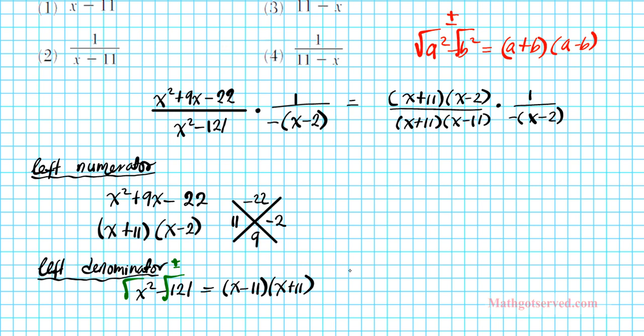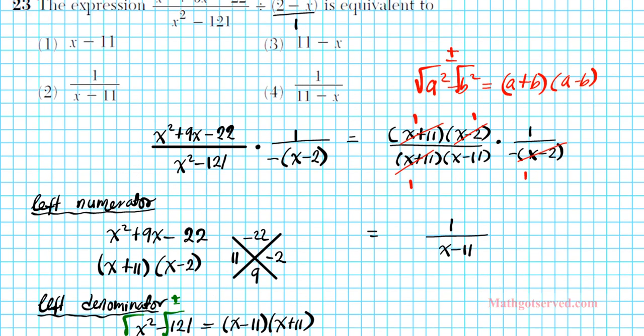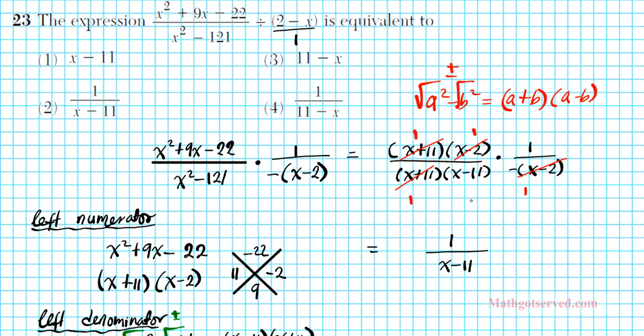Okay? All right. We'll notice that some cancellation action is happening here. X plus 11 goes here 1. X plus 11 goes here 1. X minus 2 goes here 1. X minus 2 goes here 1. So the final answer is going to be 1 over x minus 11. Okay? Our answer is option 2.